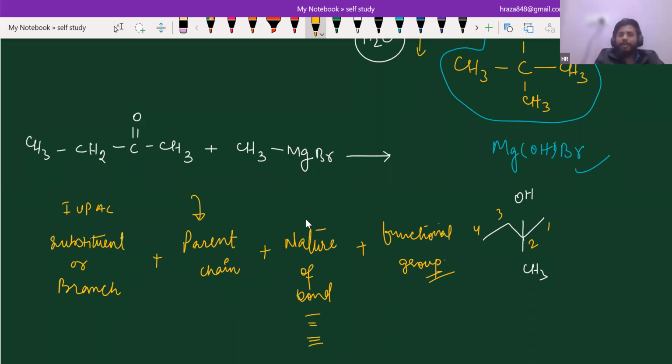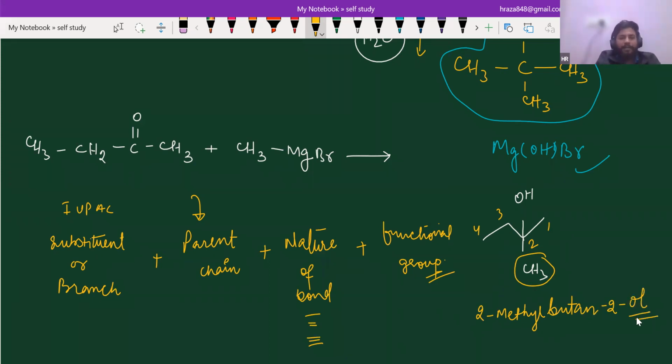So you can see there is a branch at the second position. It's 1 carbon, that means meth, and whenever you use it as a branch, you add yl, so it will be 2-methyl. Then jump to the parent chain, that is 4 carbon, that means but. Now tell me the nature of the bond. Single, so it will be an. Then come to the functional group, and its position is second. Since it is alcohol, its name will be ol.